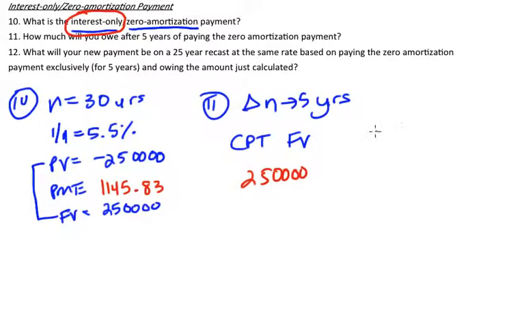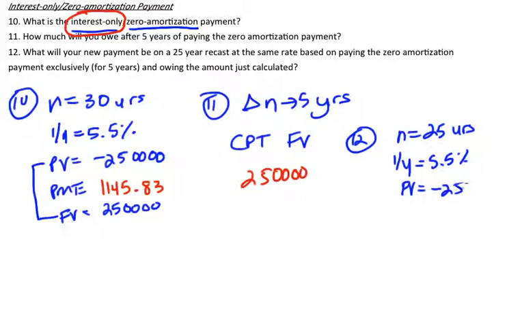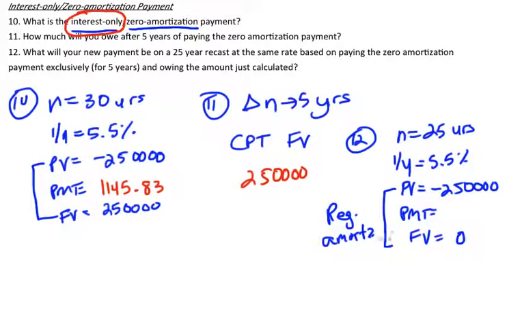So now we're going to move forward for number 12, and we're going to recast it for 25 years at an interest rate of the same 5.5%. But remember that when we recast, one thing is going to change. So we still owe $250,000. Going to find the payment, but now the future value is zero. This is regular amortization.